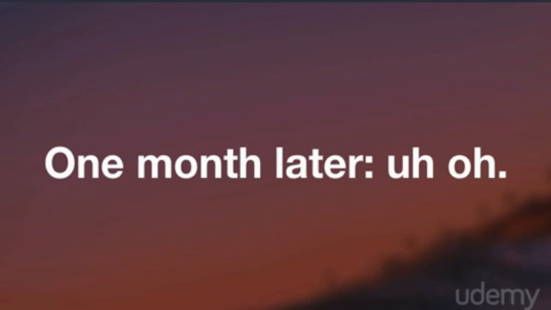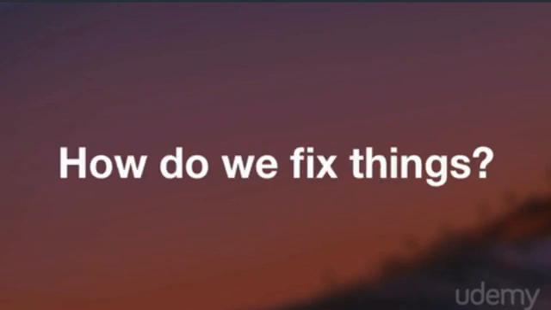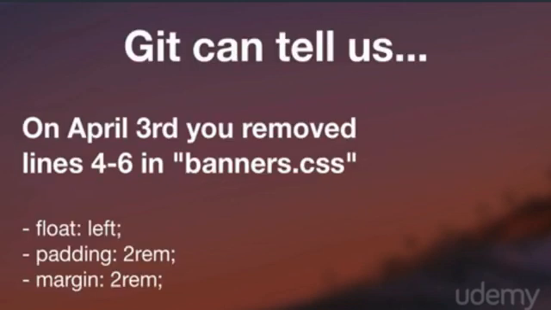We think that everything's great, but a month later we discover that our code changes broke the layout on a few pages. Now instead of scratching our heads and trying to remember what code we adjusted a month ago, involving a bit of guesswork, instead we can have Git tell us exactly on which day we changed which files, and it will even show us which lines of code we added and which lines of code we removed.